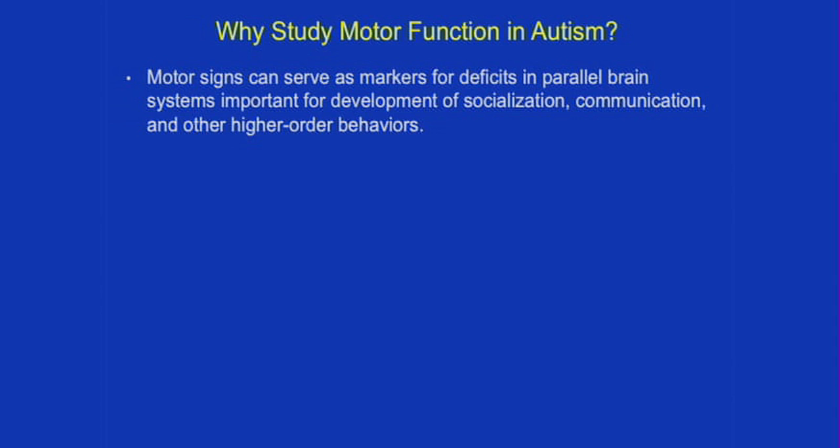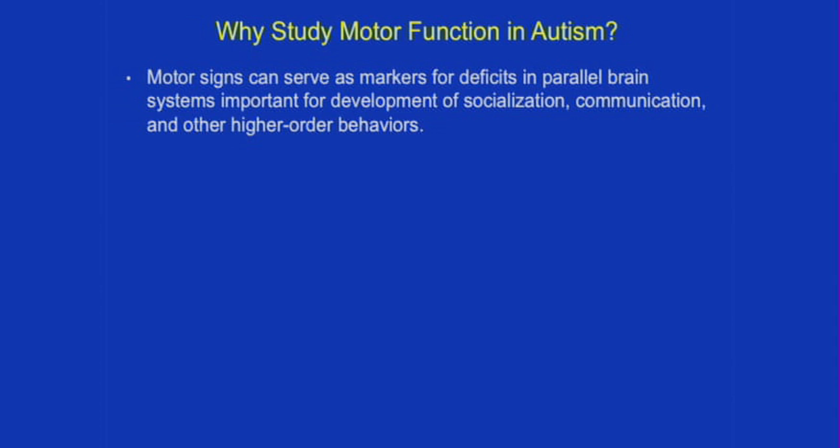It's interesting that they have these patterns, but why focus on this? Why study motor function in autism? What's the advantage? Why not just focus on the social function? Well, I would submit, and I'm hopefully going to convince you through much of the discussion in this talk, that motor signs can serve as markers for deficits in parallel systems important for the development of socialization, communication, and other higher order behaviors.